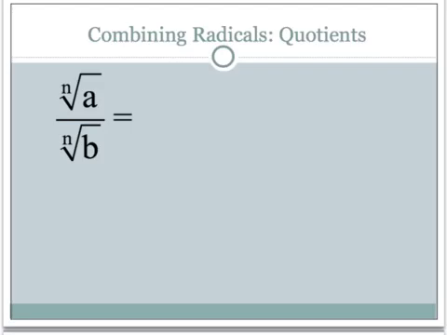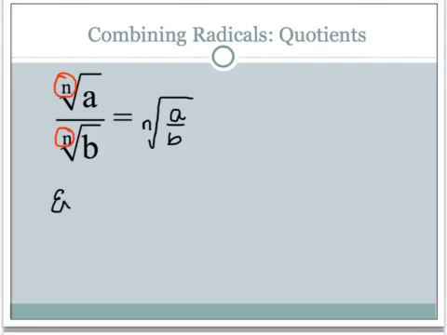Good luck! Another way to combine radicals is to divide them. And just like we did with multiplication, we had to make sure that they had the same index. So we do that when we divide as well. We have the nth root of a divided by the nth root of b. So I can rewrite this as one large radical. It'll be the nth root of a divided by b.